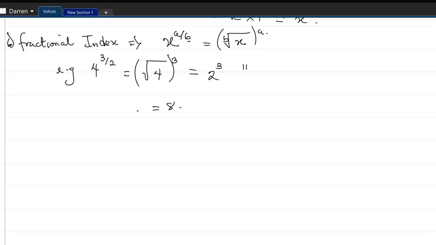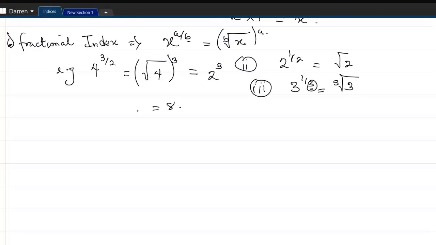We can also have an example 2. We can also have 2 raised to the power of 1 over 2, and this is going to give you just the square root of 2. We can have 3 raised to the power of 1 over 3. This is going to give you the cube root of 3. Notice that 3 here, circled here, is going to be a root, so I'm using it as cube root. The same thing applies for 1 over 4. If I have 16 raised to the power of 1 over 4, I'm saying the fourth root of 16, and that's going to give you 2. So that's basically how to work around it.